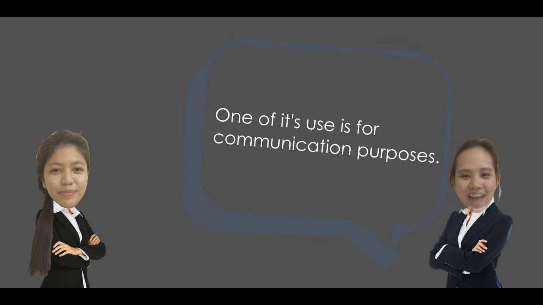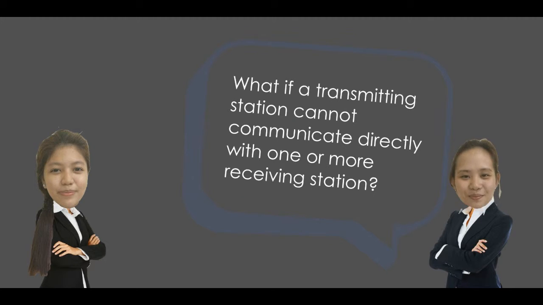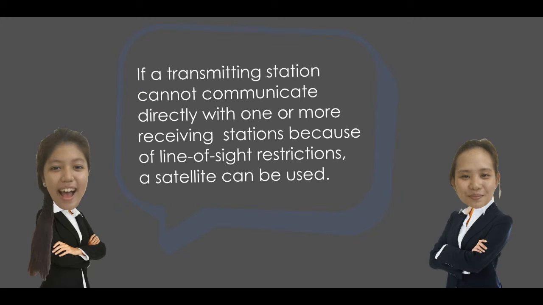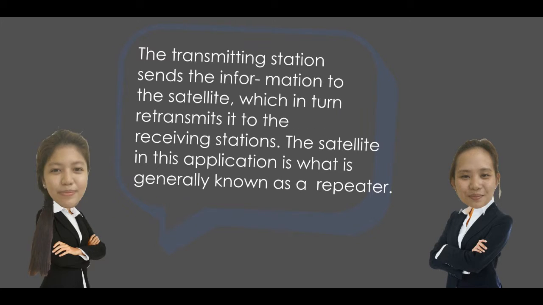After knowing its definition and principle, what is its significance? One of its uses is for communication purposes. What if a transmitting station cannot communicate directly with one or more receiving stations? If a transmitting station cannot communicate directly with one or more receiving stations because of line-of-sight restrictions, a satellite can be used. The transmitting station sends the information to the satellite, which in turn retransmits it to the receiving stations. The satellite in this application is what is generally known as a repeater.